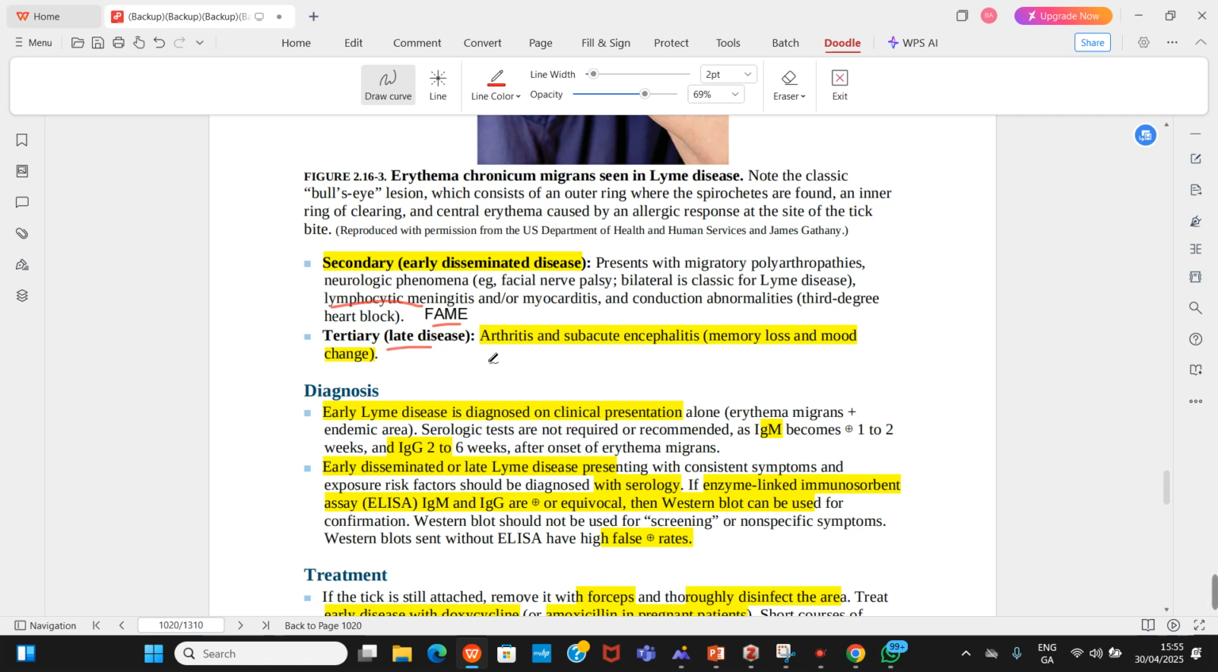Then the tertiary stage. So this is when the arthritis that they have, this arthralgia, becomes chronic, lasts for more than 3 months. And they are now having features of what? Subacute encephalitis. They start having mood changes, personality changes.